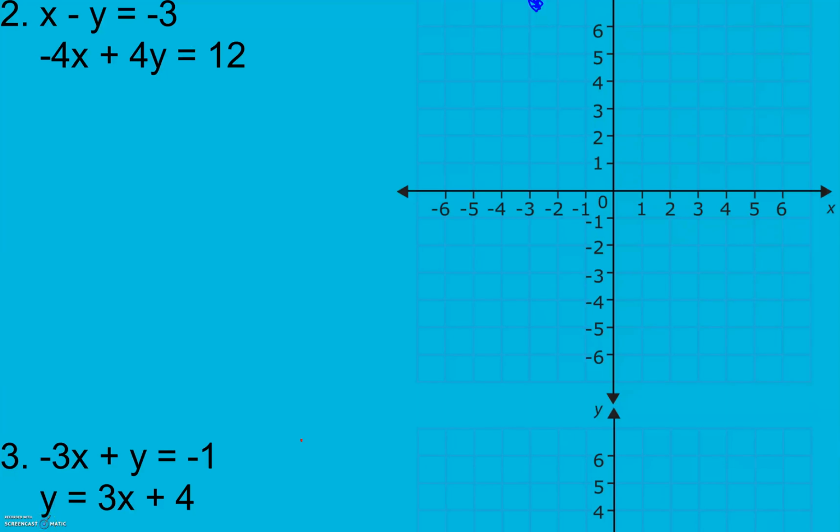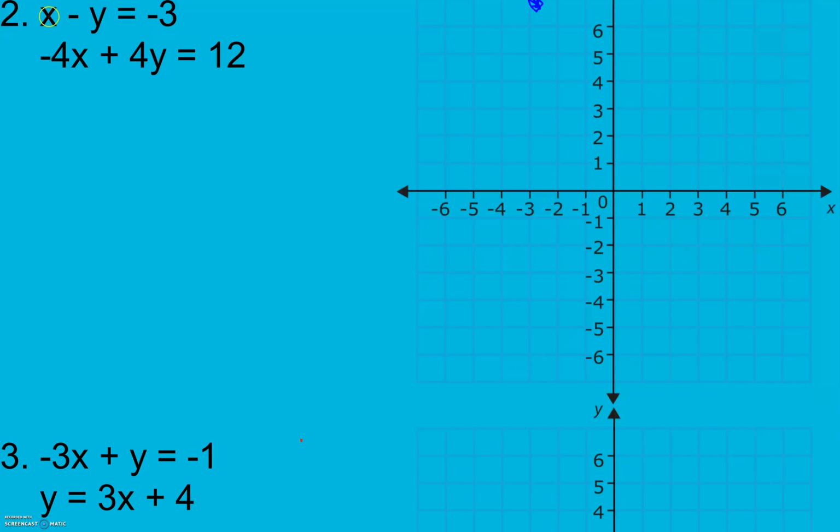Continuing on with section 8.8, we're solving these linear systems by graphing. At number 2 here, neither one of my systems is solved for y, so they're not in slope-intercept form, which means I either need to solve them for y and use slope-intercept form, or I can use intercepts, and that's what I'm going to do on the first one here.